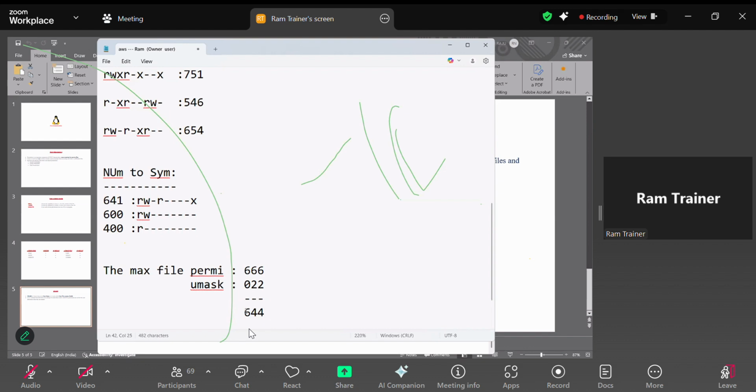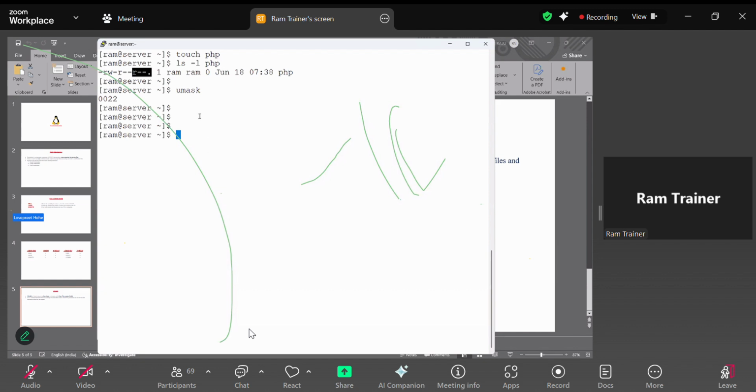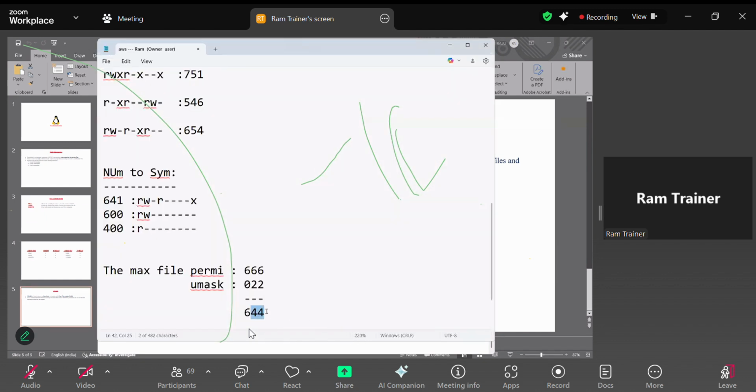So this is called 644. Only the file owner can read and write, while group members and others can only read the file. So how is 644 possible by default? Maximum file permissions minus the OS existing umask value is nothing but the default file permissions.